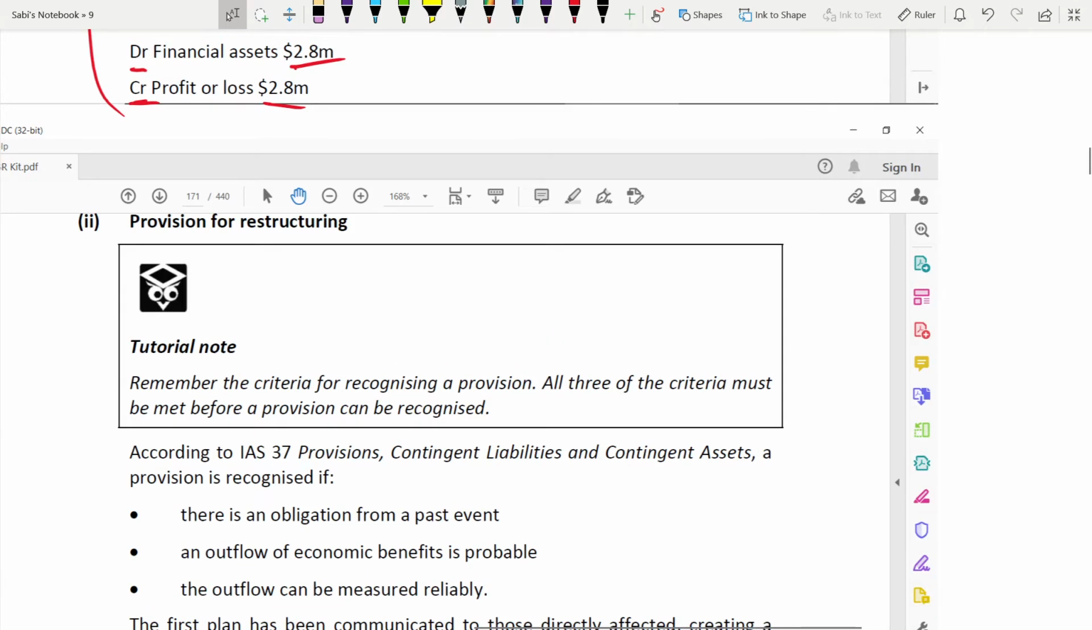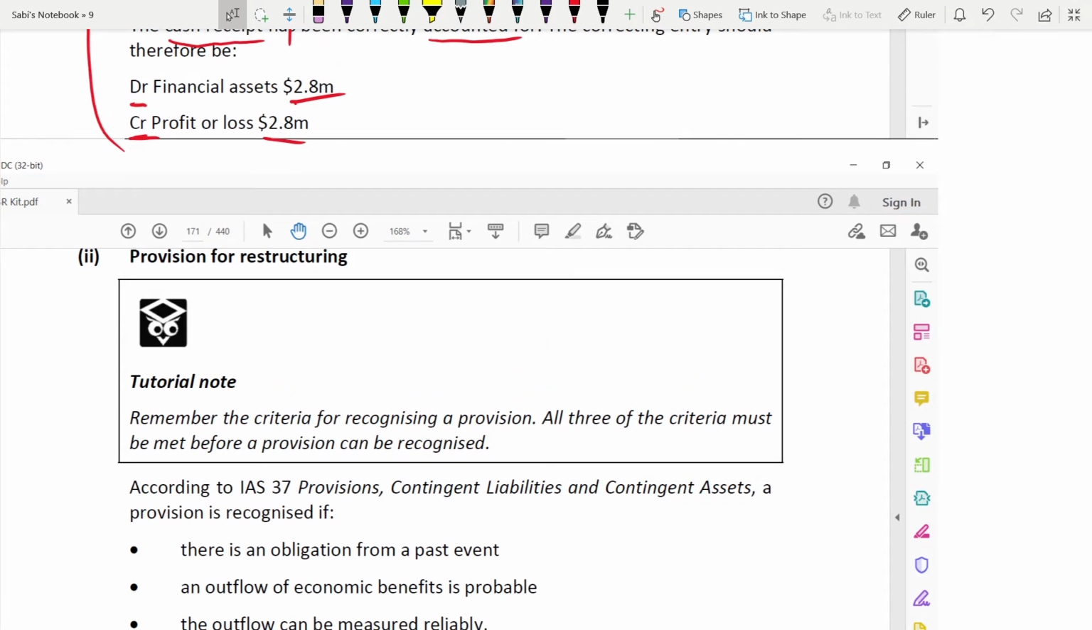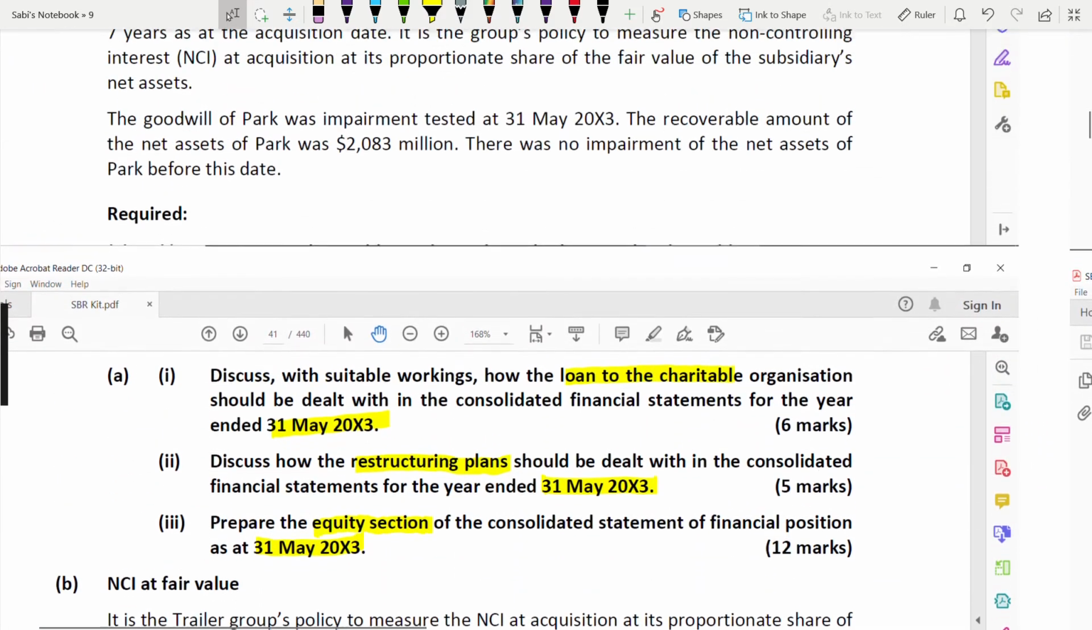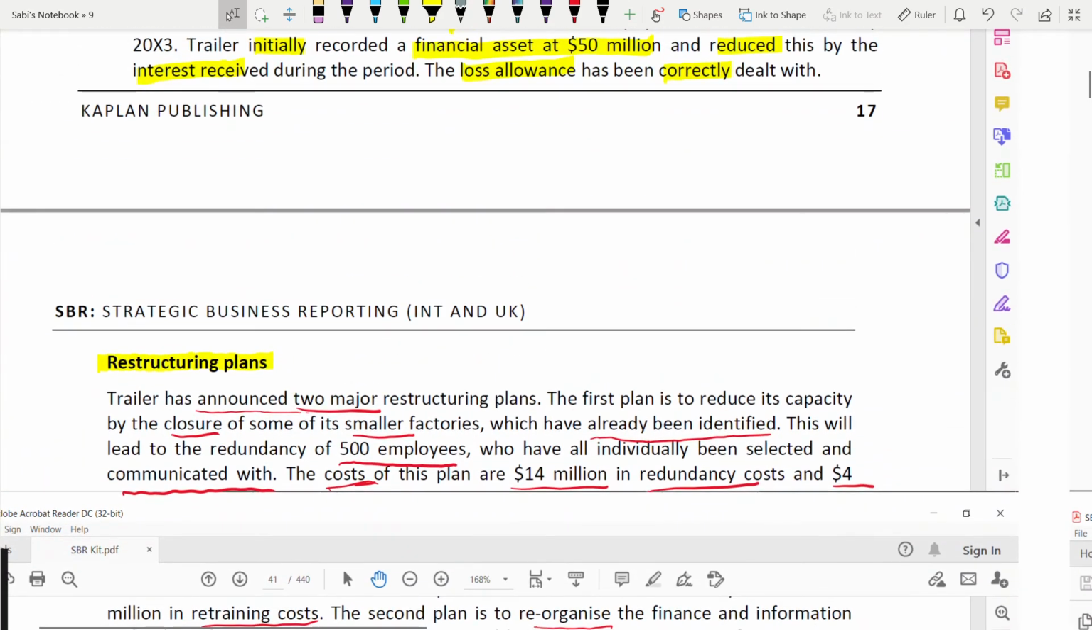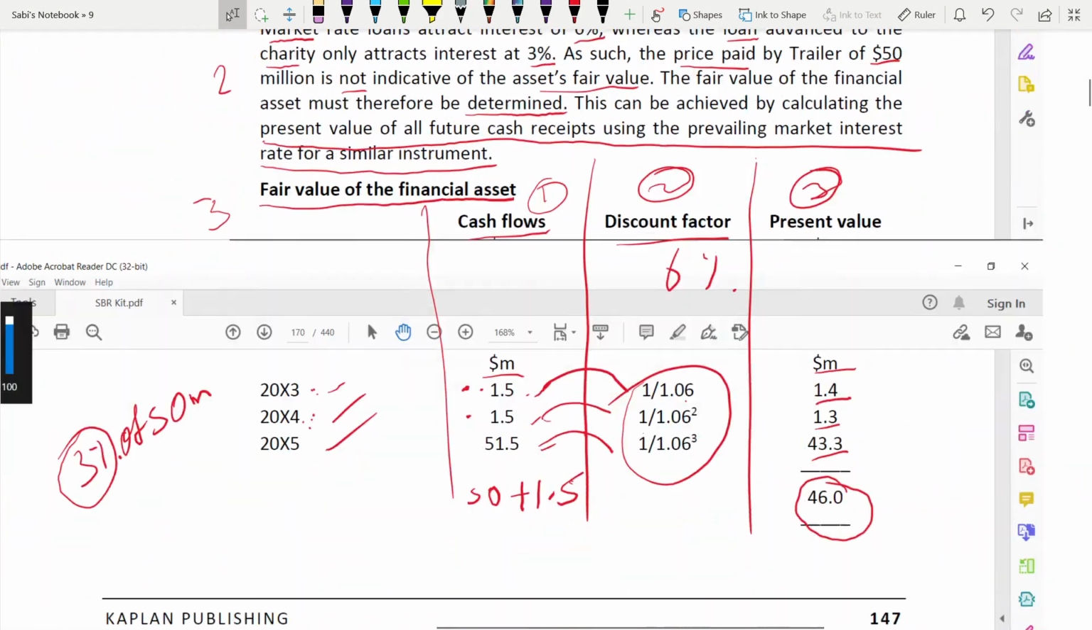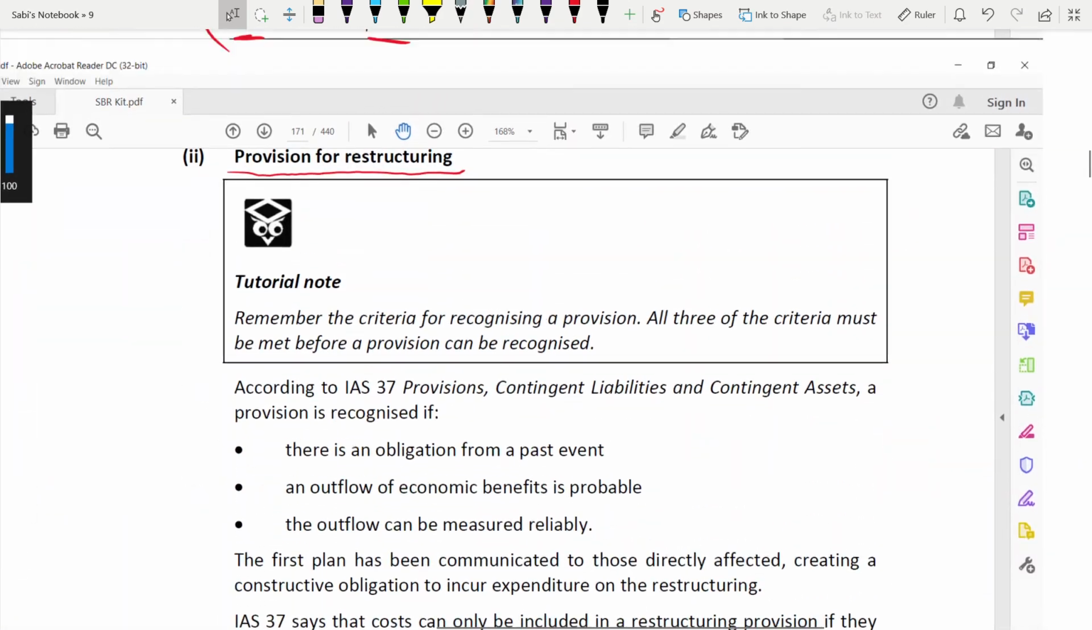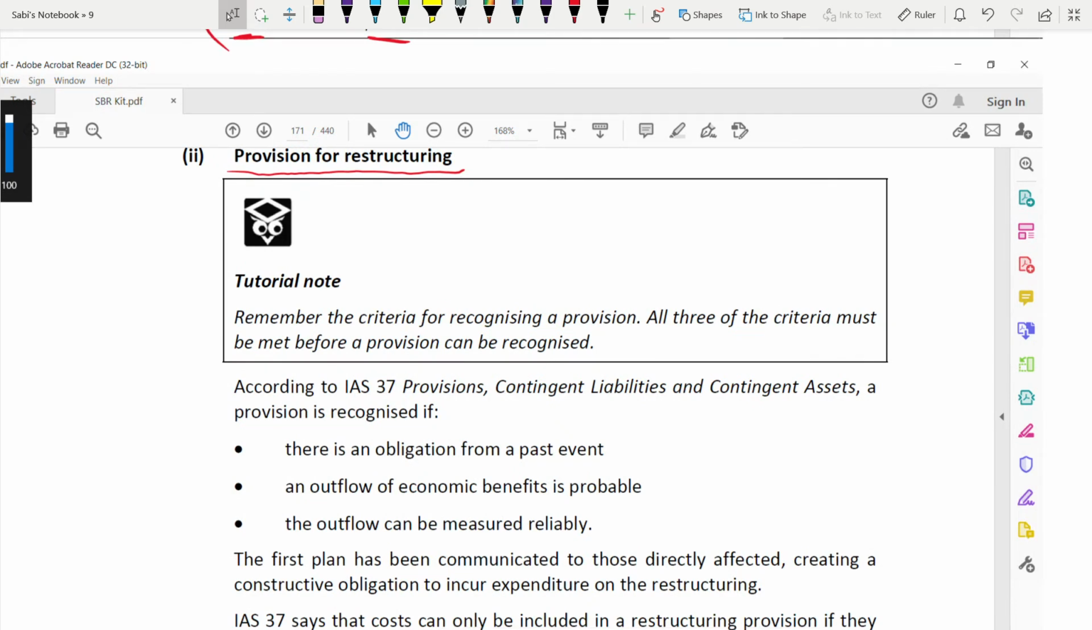Okay. Here also, how I have discussed for part A, provision for restructuring, subheading. It's a provision for restructuring. What was the subheading in the case study? I think it was just restructuring plans. So you can write provision for restructuring, because in the provision standard, restructuring comes there. Restructuring is kind of like a provision. We do provisions for restructuring. So that's why the subheading is provision for restructuring.